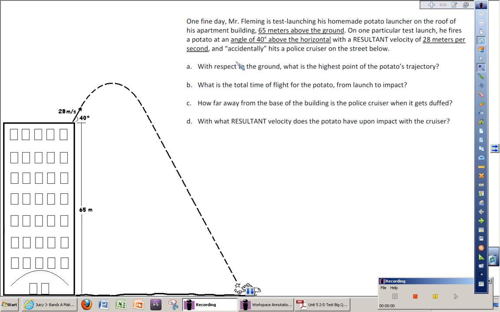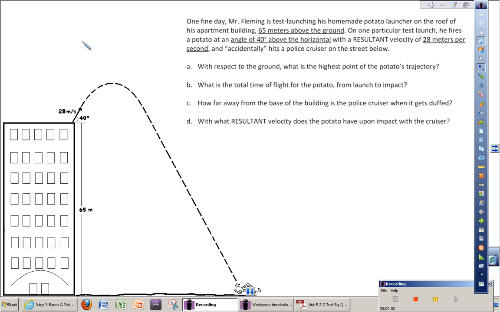Okay, on your test for this unit, there is one large problem that deals with pretty much everything that we've talked about in projectile motion. This is exactly that problem using the exact same values and the exact same questions. So if you follow along carefully, you should be able to do this without problem the day of your exam.